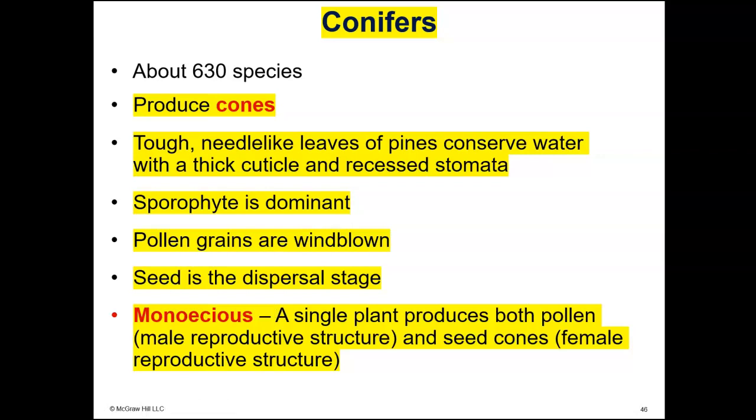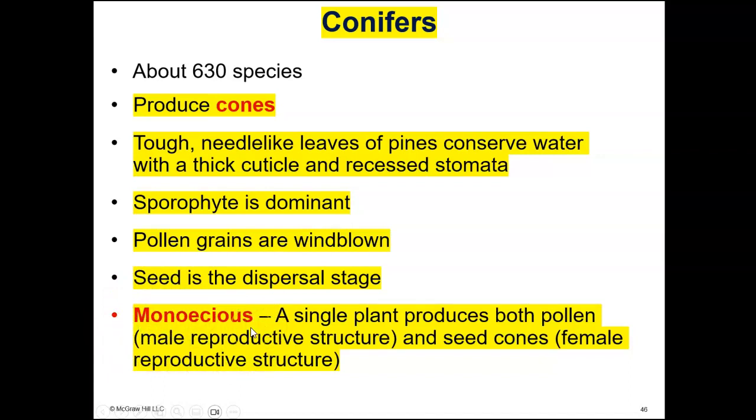Conifers produce cones, and they have needles. Of course, the sporophyte generation is dominant because it's dominant in all the gymnosperms and angiosperms. Pollen grains are dispersed by the wind, and we're all suffering from all of that pollen right now, this time of year, particularly, I guess, pine pollen. The dispersal stage is the seed, and conifers are monoecious.